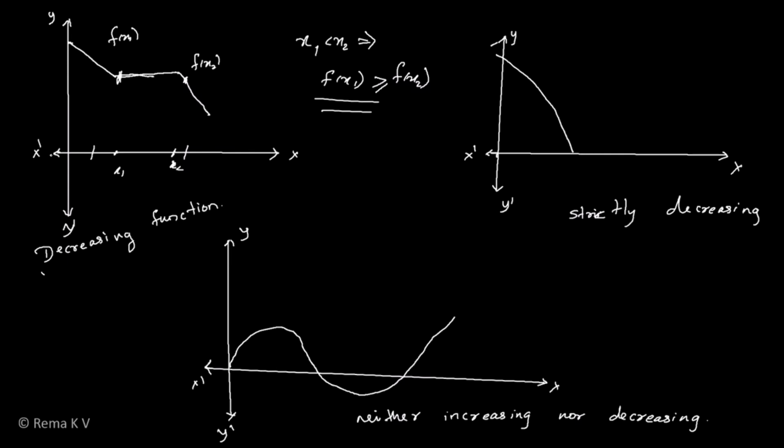That is, as we move from left to right, if the graph is coming downwards, then we can say that the function is decreasing. If nowhere in the graph there is a horizontal line, then we say that it is strictly decreasing. And in this case, if we consider an interval from this point to this one, in some places it is increasing and in other places it is decreasing, again increasing. These types of functions are neither increasing nor decreasing functions.